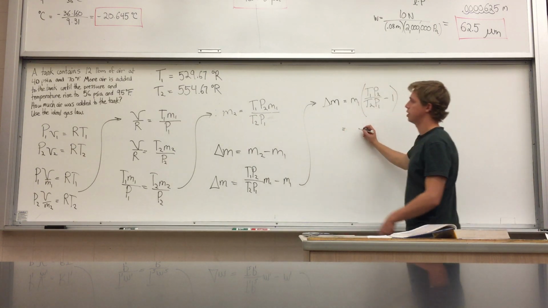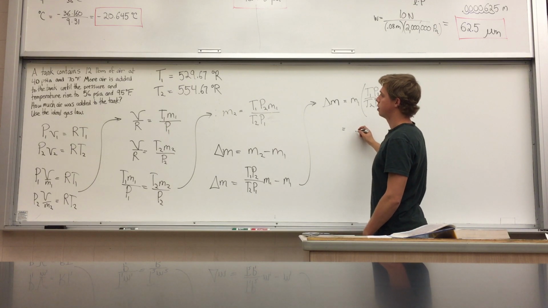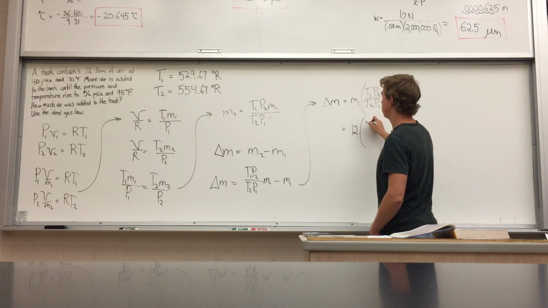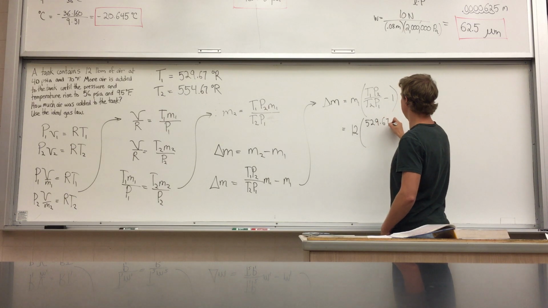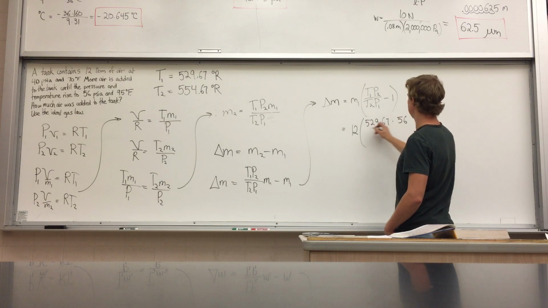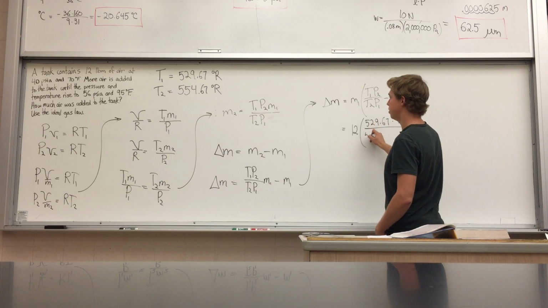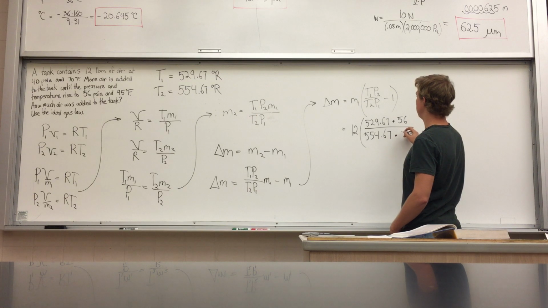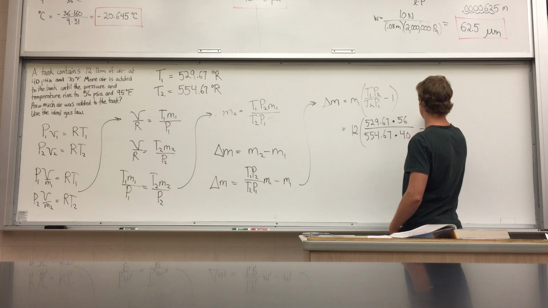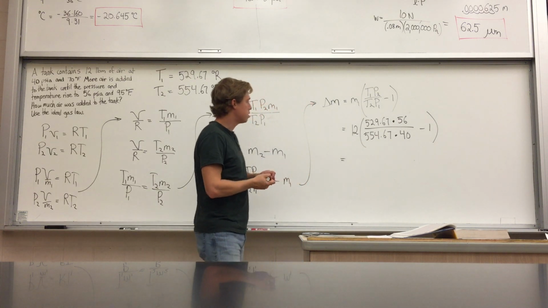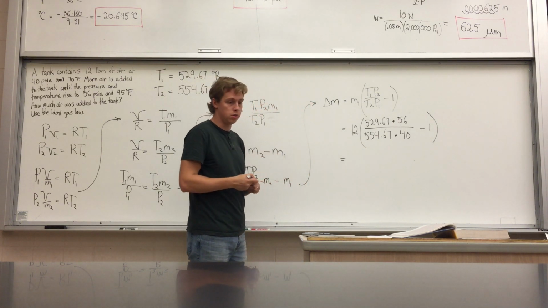Now I can plug in numbers here. My mass 1 is 12. My T1 is 529.67. My P2 is 56. My T2 is 554.67. And my P1 is 40. Take a minute to check this calculation, check these numbers, and go ahead and do this calculation.